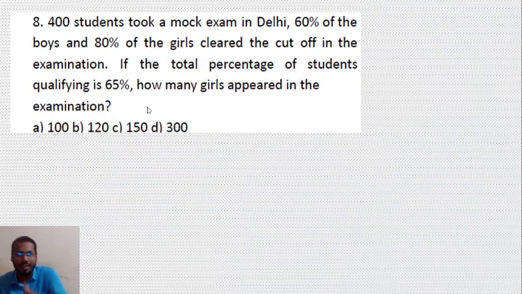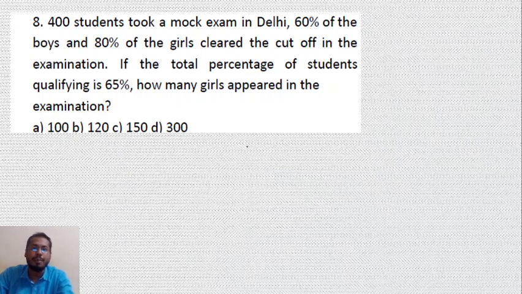Okay, let's move to the next question. Right, so 400 students took a mock exam in Delhi. 60% of the boys and 80% of the girls cleared the cutoff in the examination. If the total percentage of students qualifying is 65%, how many girls appeared in the examination?